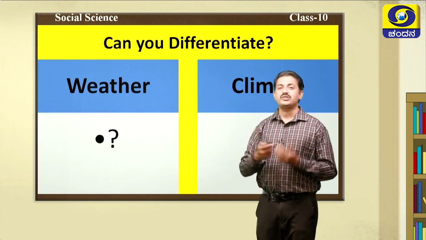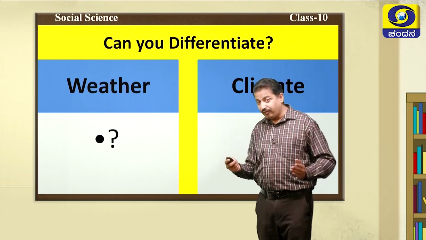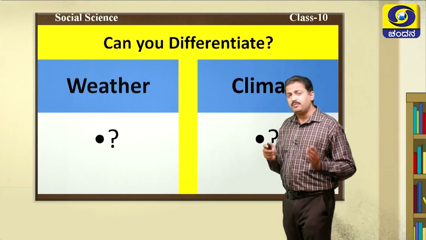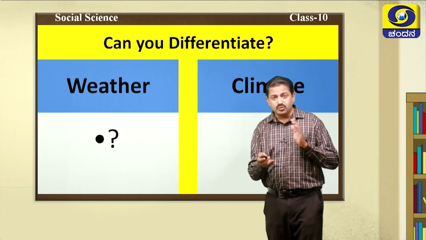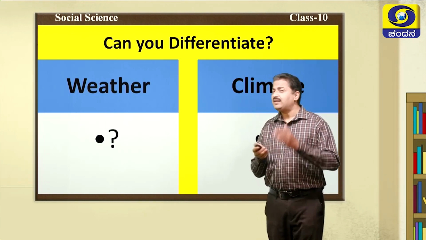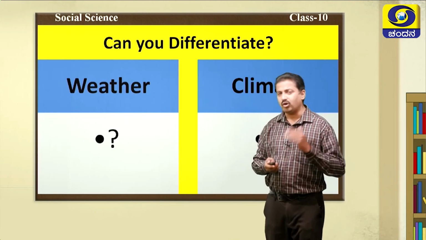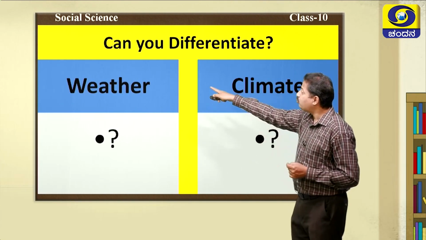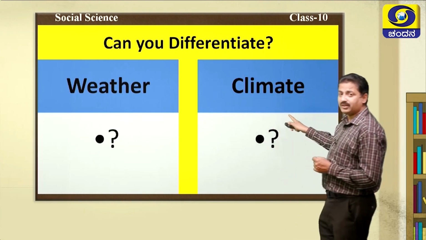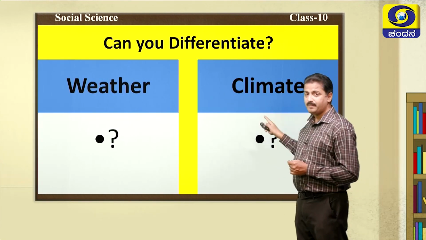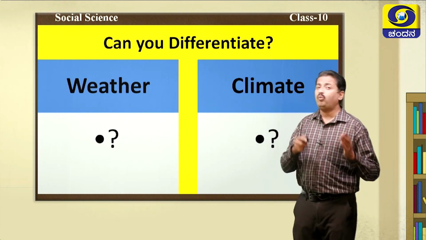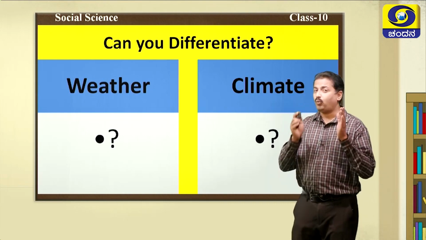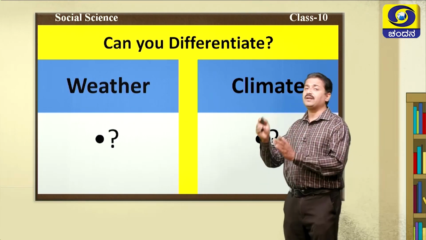Now, one more question for you. Can you differentiate weather and climate? Most of the people use weather and climate in the similar manner, but that is wrong. Weather is different, climate is different. What is weather and what is climate? Can you differentiate these two? Just think of what is weather, what is climate. Dear students, weather is totally different from climate.